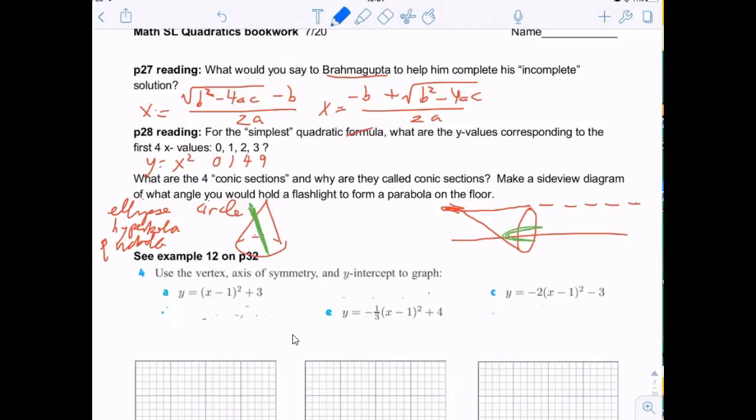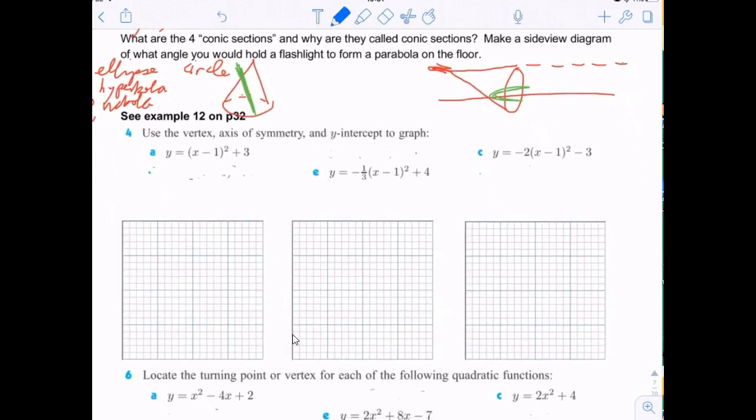Okay. All right. Now we're going to number 4. Some graphing problems here. Use the vertex, axis of symmetry, and y-intercept to graph the following. In this case, they're giving us the equations in vertex form, like we saw in our investigation, right? And remember that the vertex form already kind of gives you the vertex itself. Vertex form written generally looks like this: x minus h squared plus k. The h value is the x coordinate of the vertex, and the k value is the y coordinate of the vertex.